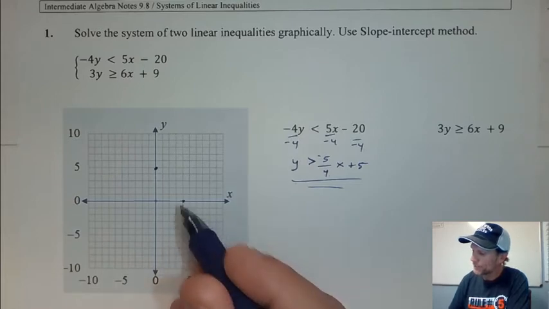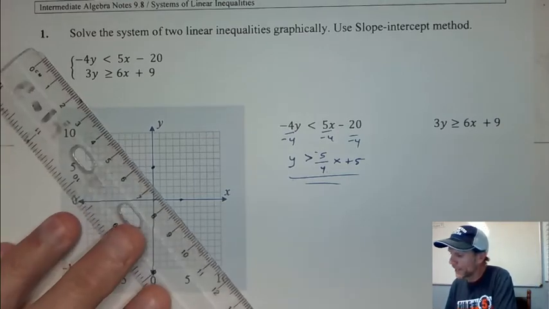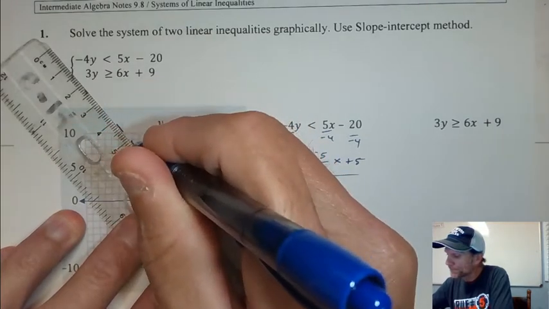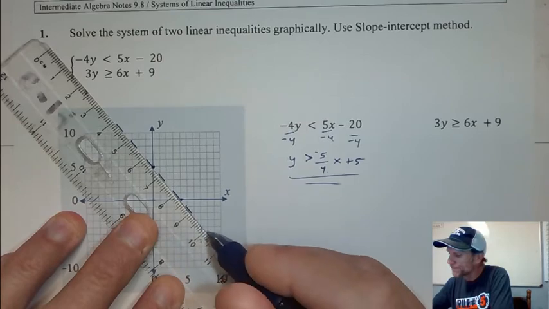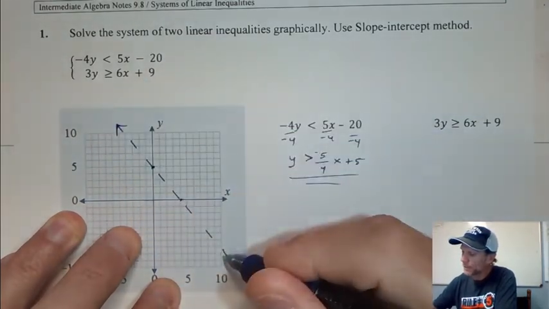Now reviewing what I learned in module 8.6, this is a dashed line through here. Okay. All right. Now the Hawk system will draw that line there for you.